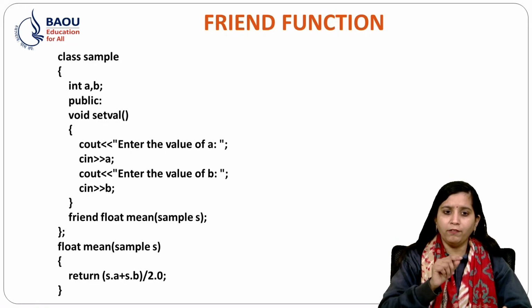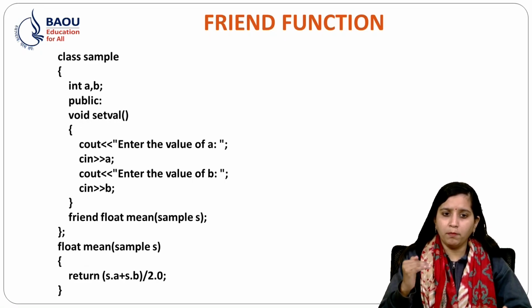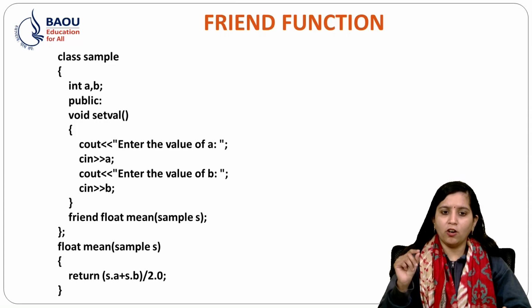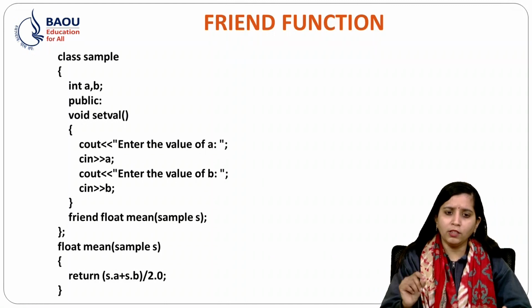Now my class is over, and I have defined float mean(sample s). Now what I am returning: return (s.a + s.b) divided by 2.0. So this is the average of the two numbers.